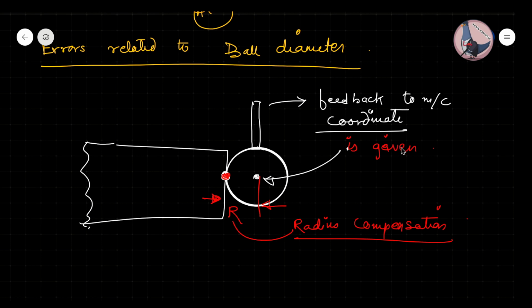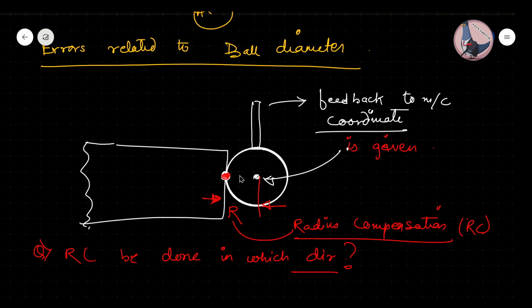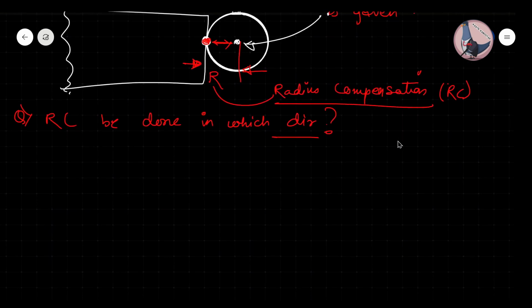Now the issue is that this radius compensation should be done in which direction? I will write this as RC, be done in which direction? Now why is this direction important? Because now it is very easy for you to understand that fine, this is the radius, but the object profile may not always be so simple.